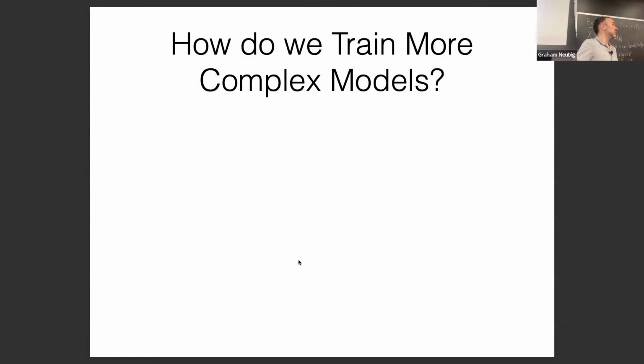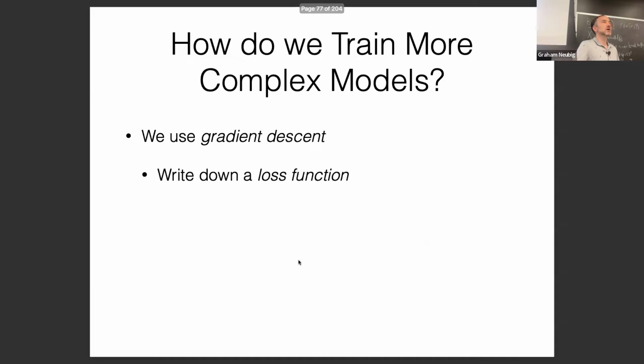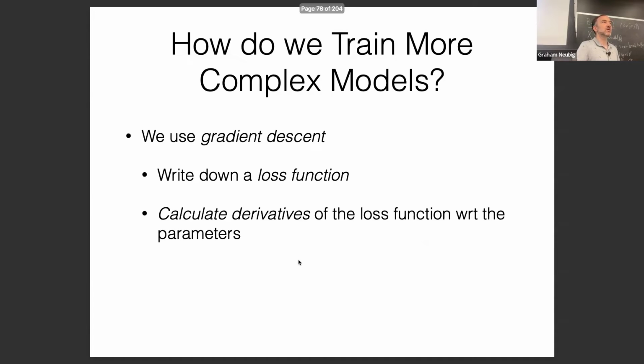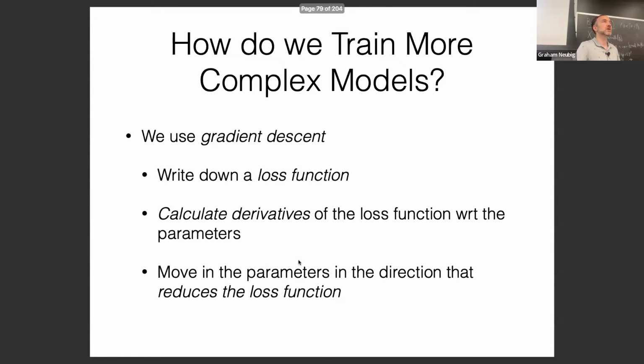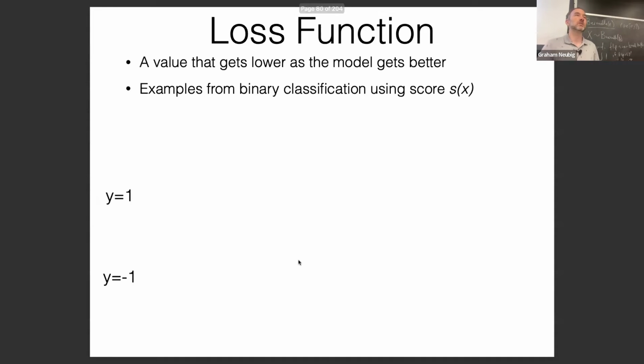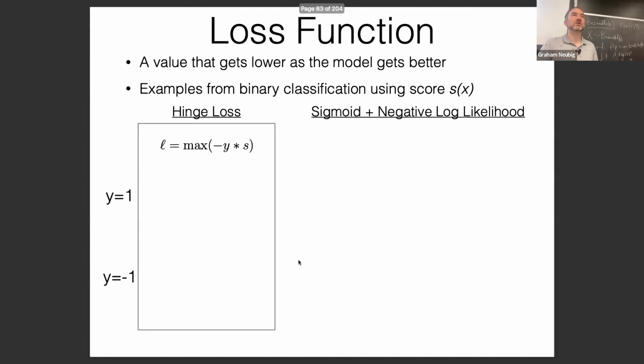We want to generalize this, though, because this won't work for every single model and every single loss function we have. So we will take this algorithm and generalize it using gradient descent. The way gradient descent works is we write down a loss function, calculate the derivatives of the loss function with respect to the parameters, and move the parameters in the direction that reduces the loss. A couple of loss functions that we use for things like binary classification include the hinge loss and the sigmoid plus negative log likelihood loss.